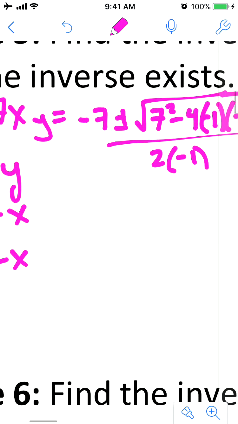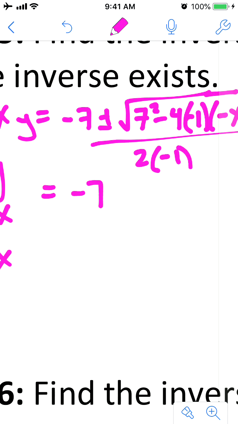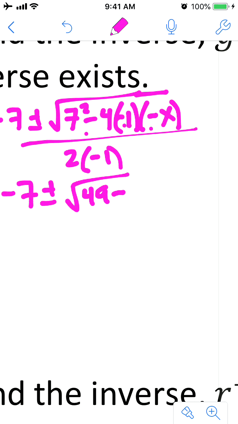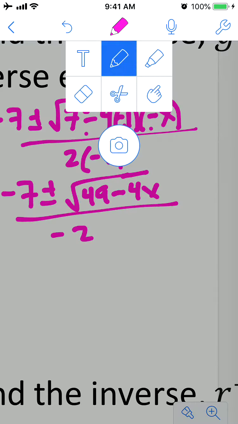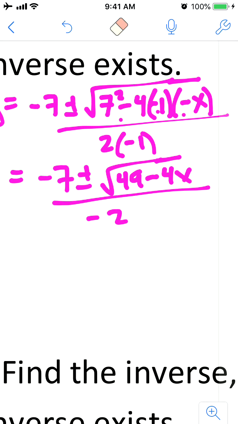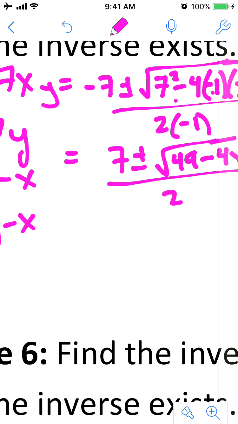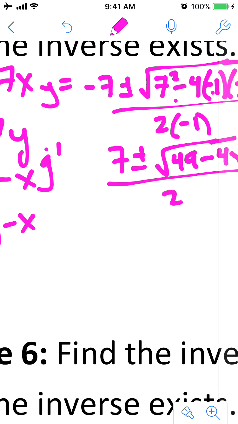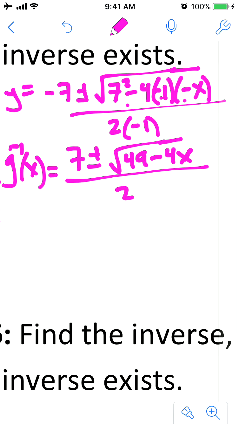Okay, let's simplify this. That's equal to -7 plus or minus the square root of 49. Let's see, I have 3 negatives, 1, 2, 3, so it's going to stay minus 4x, all over -2. I see a double negative here, -7 and -2, so I'm just going to go ahead and erase those because that ends up being positive, and we have our function. This is our g inverse of x. Ta-da! Cool.